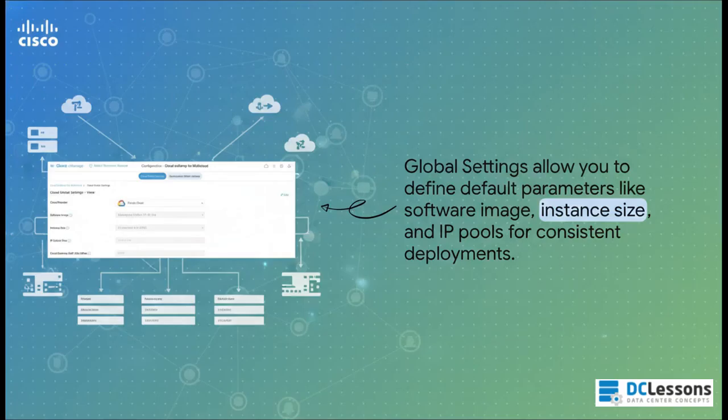Once you've got your accounts linked up, you hop over to Global Settings. This is where you set the default rules for your deployments. You can pick the standard software version for your virtual routers, the default instance size they'll use, and the IP subnets for your transit networks. Doing this here ensures everything stays consistent and makes deployment way easier later on.